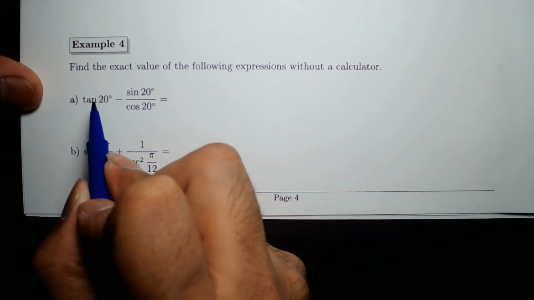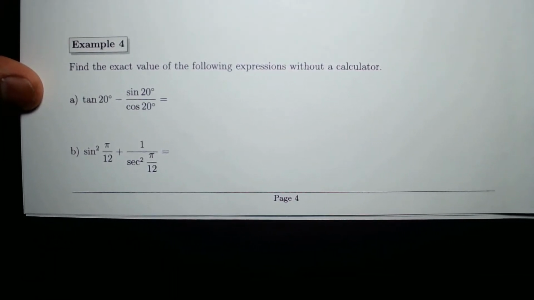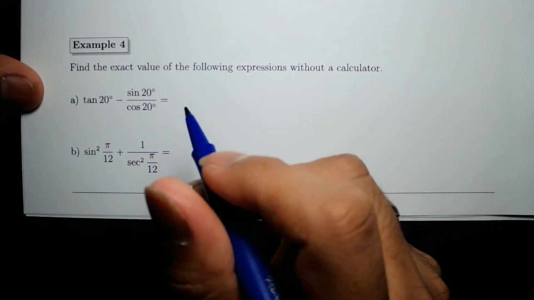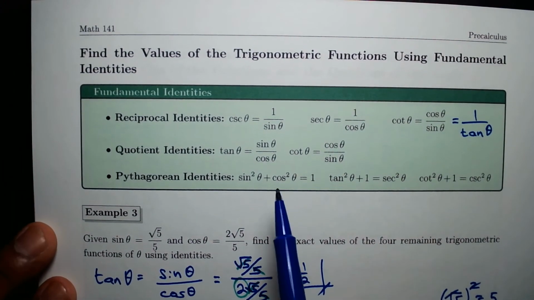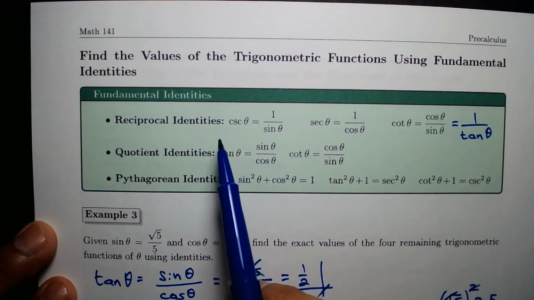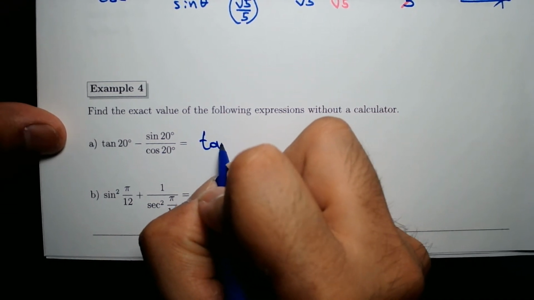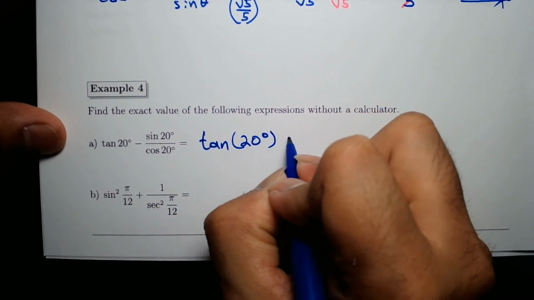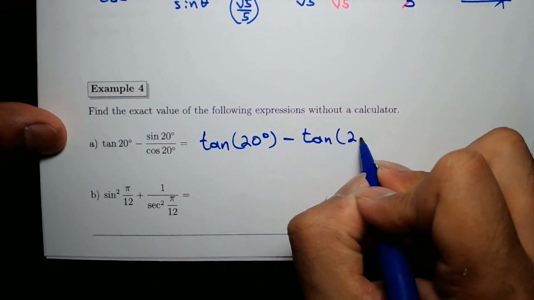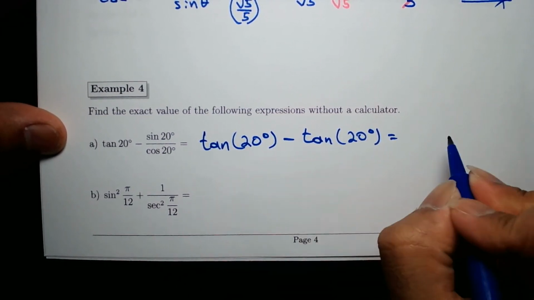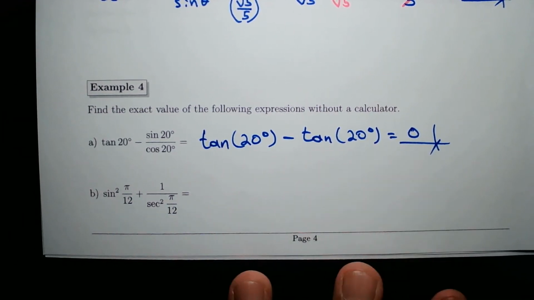We cannot find tangent of 20 off the top of our heads, but we have this sine over cosine that we can transform, and then we are going to do some really nice simplification here. Keep in mind that sine over cosine equals tangent, so I'm going to apply this to this example. So tangent of 20 degrees minus sine over cosine, which is also tangent. And in this case, same quantities, 0. Whatever this is minus itself equals 0.